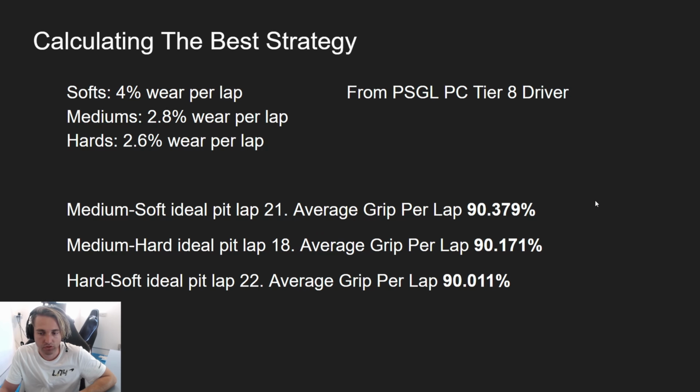Then we did the average grip per lap. And we see here that the average grip per lap on the medium soft is the highest out of all strategies. So that's the preferred strategy here. Second is medium hard, and worst is the hard soft.